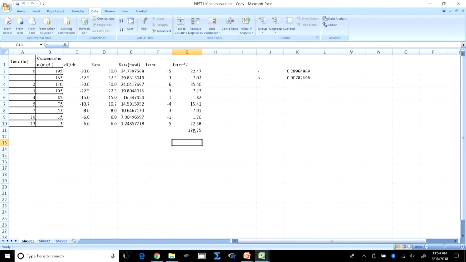I am going to say solve, and now I have the relevant values. So now you see that the sum of squared errors is the minimum it can be, 120.8, and for which values is it minimum? Looks like for a k value of 0.29 and an n value of 0.91. So here we are done with the first part of our question.